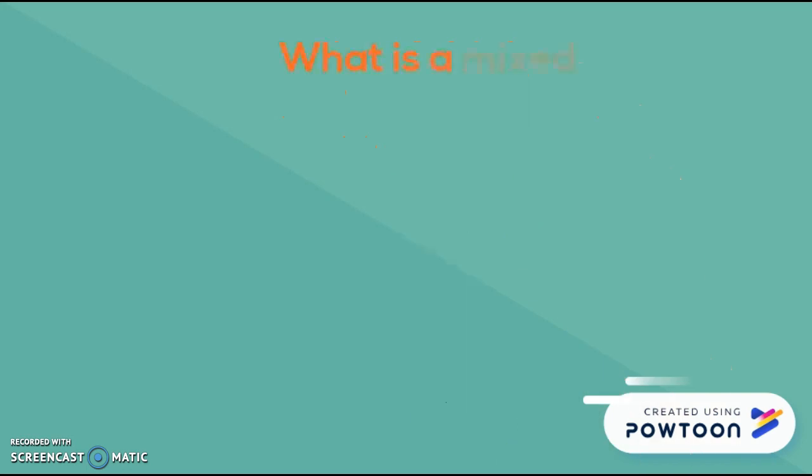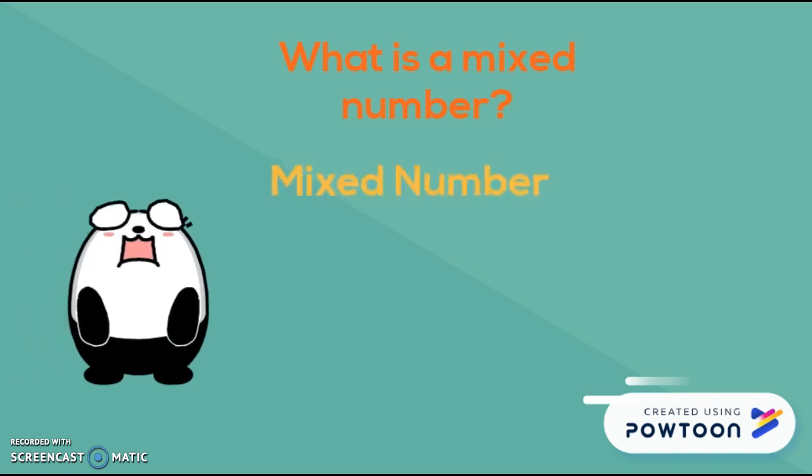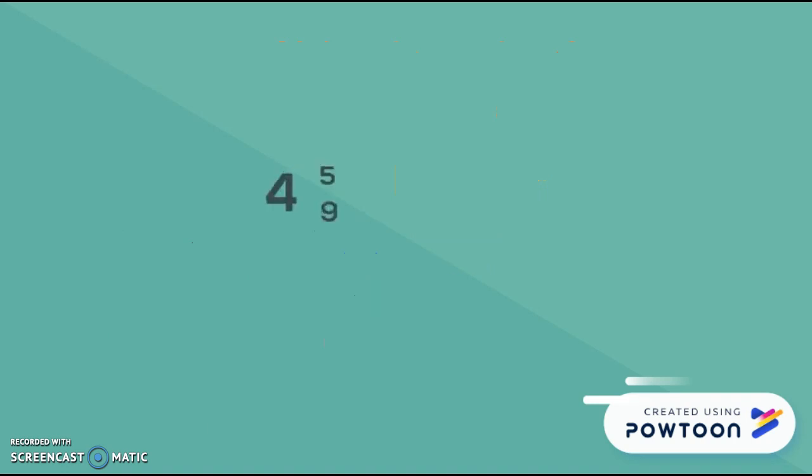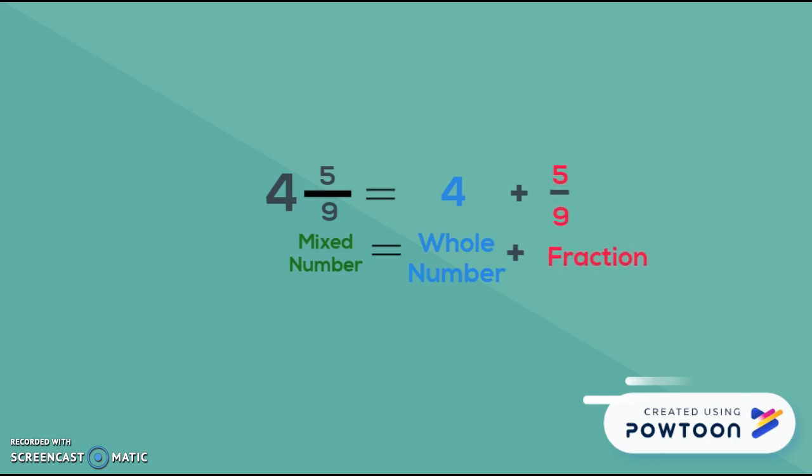So what is a mixed number? Well, a mixed number is a number that has a whole number part and a fraction part. So here we have 4 and 5/9, and that's actually a mixed number, right? But this is actually equal to 4 as a whole number plus 5/9 as a fraction. So if you put it all together, we have 4 and 5/9.